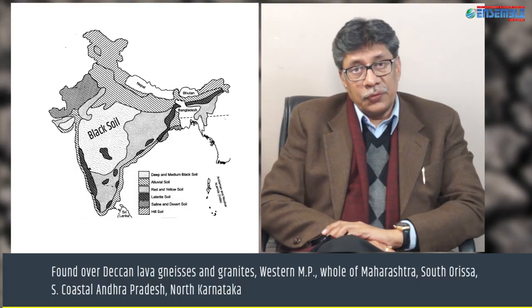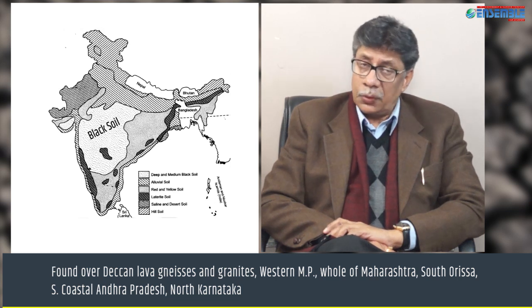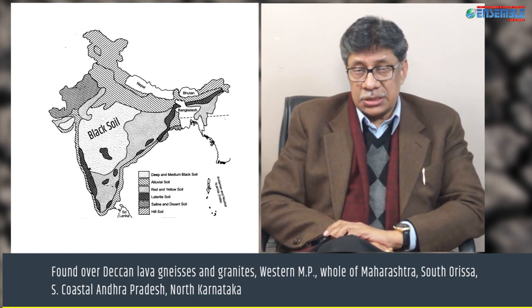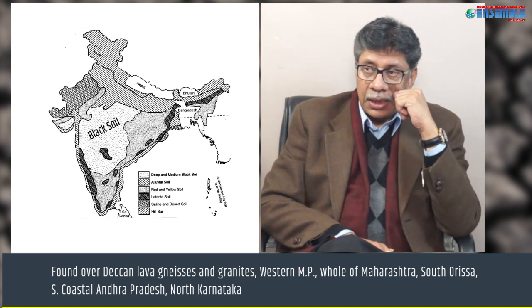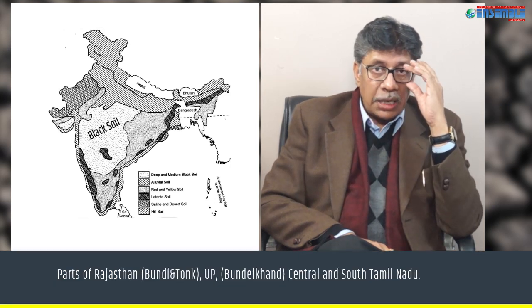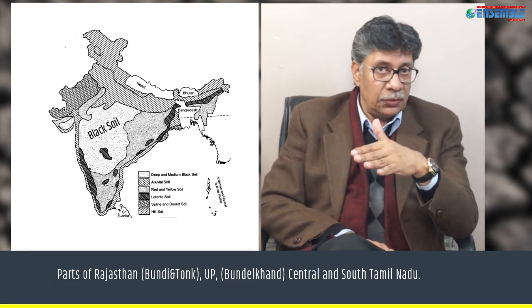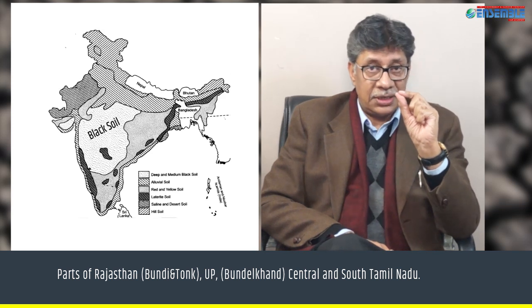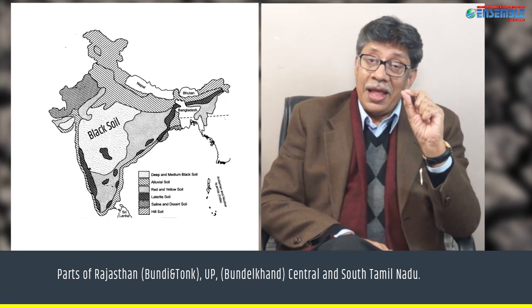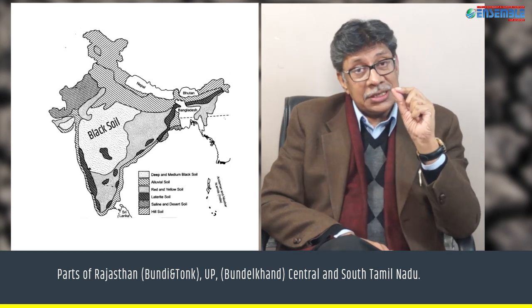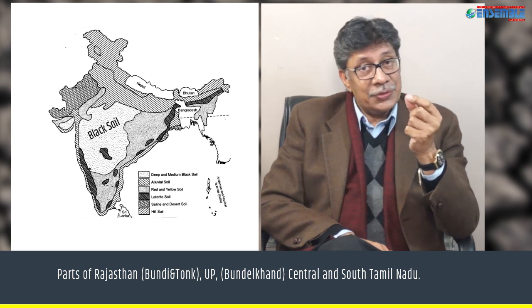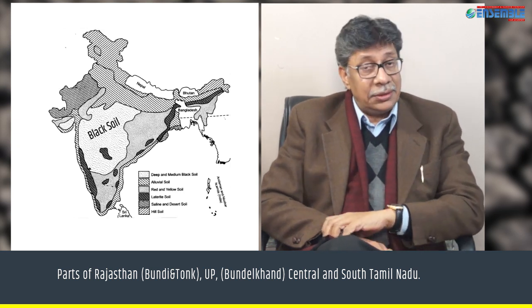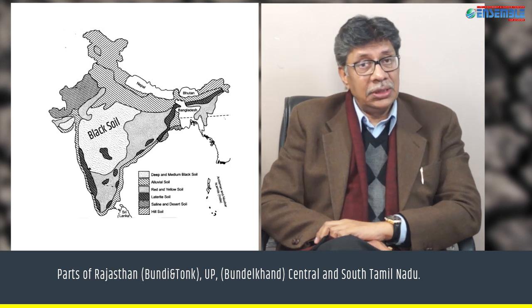Second soil is black cotton soil. Black cotton soil is going to be found over Deccan lava, gneisses and granites in western Madhya Pradesh, whole of Maharashtra, southern Odisha, south coastal Andhra Pradesh, North Karnataka, particularly where covered with black soil, parts of Rajasthan, Bundi and Tonk region particularly. Now this is very, very significant. And another significant part is that in Uttar Pradesh it is also going to be found. Can you guess where? Bundelkhand region. That is where it is going to be found. And of course, central and south Tamil Nadu.